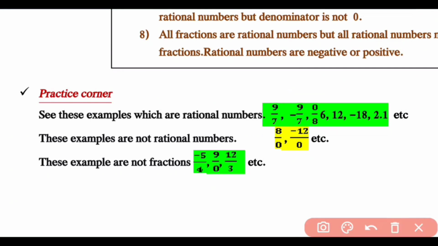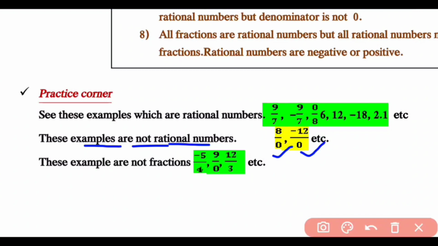Then 0 upon 8. 0 is in the numerator. In the numerator 0 can be written, but 0 should not be written in the denominator. So 0 upon 8 is also a rational number. Okay, now in the next example, what is there? These examples are not rational numbers. So you can see 8 upon 0 and minus 12 upon 0 are not rational numbers. Why is it not a rational number? Because 0 is in the denominator. Whenever 0 is there in the denominator, such numbers cannot be said as rational numbers.